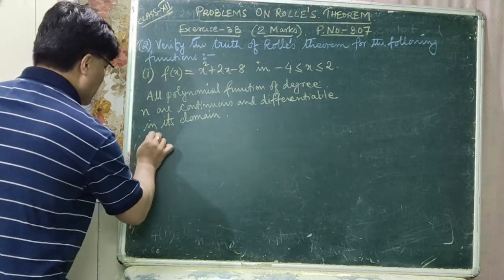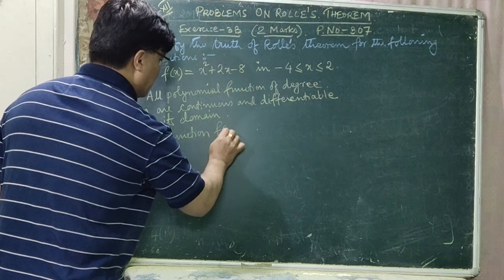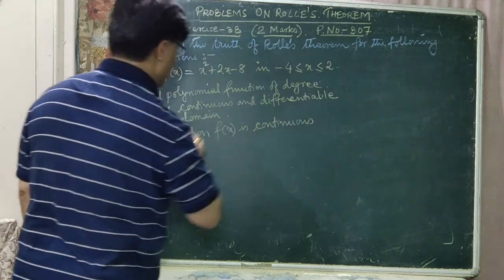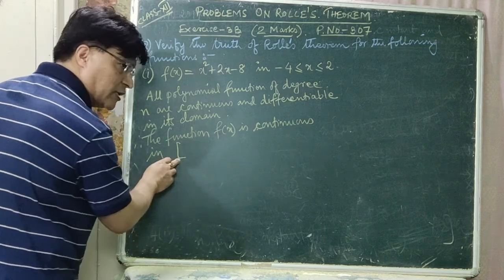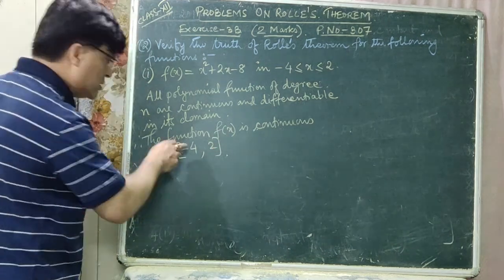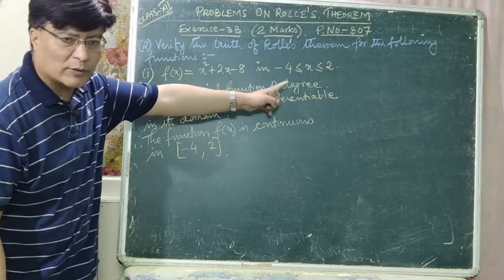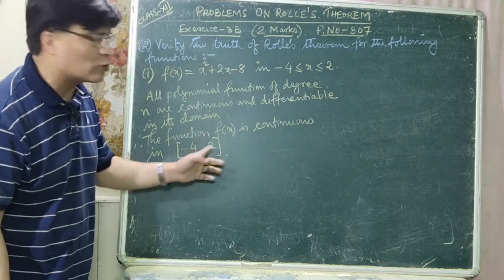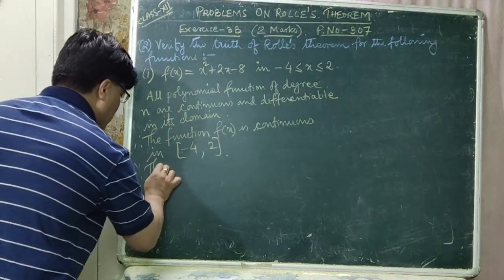So therefore the function f of x is continuous in the closed interval. The closed interval you can write it within third bracket, okay, [-4, 2]. So this is another way of writing this interval, right? This means that -4 less than or equal to x less than or equal to 2, or you may write it within third bracket [-4, 2], that is x lies within -4 and 2.